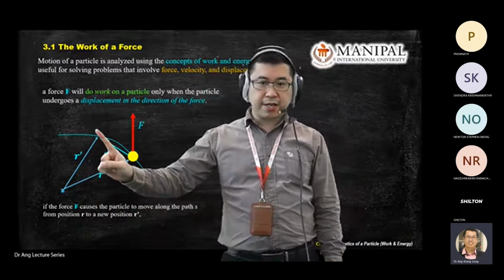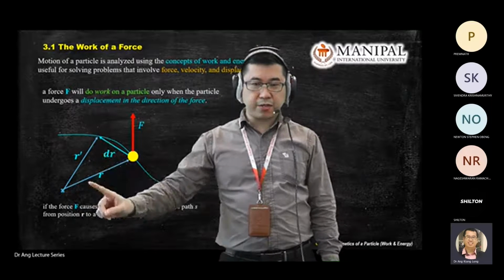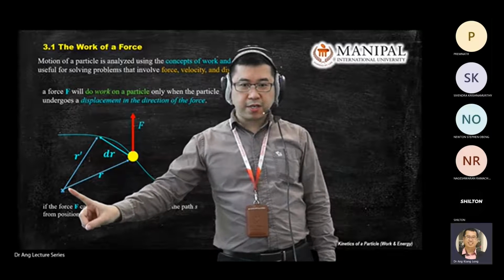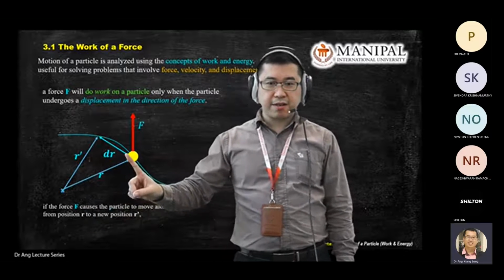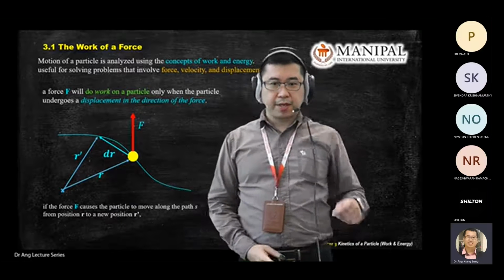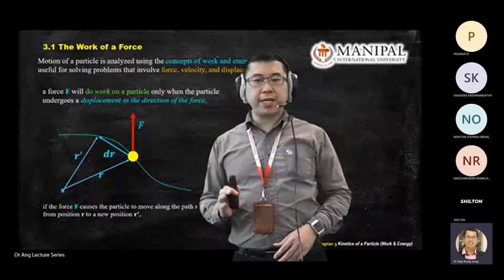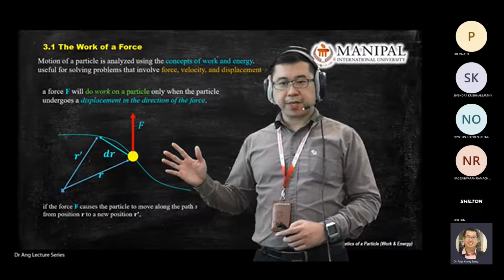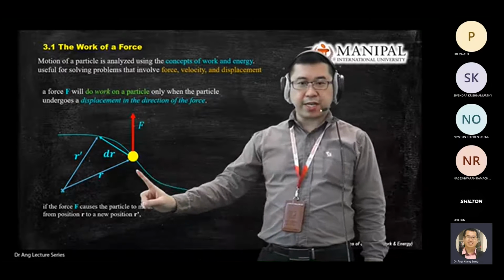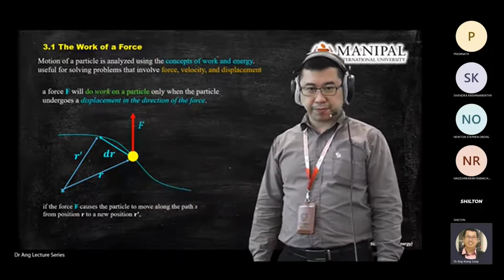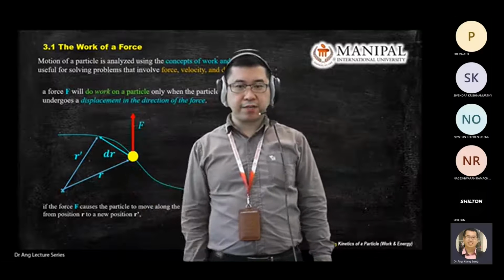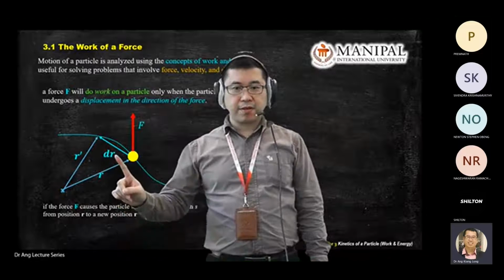This is the final position. To get to the final position, you need to start with an additional distance to reach the final. So we keep updating this schematic diagram. We have a particle and the force is acting on it in this direction. We have a change of position over here, defined by dr.